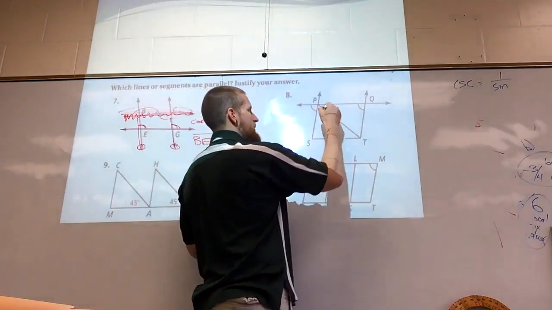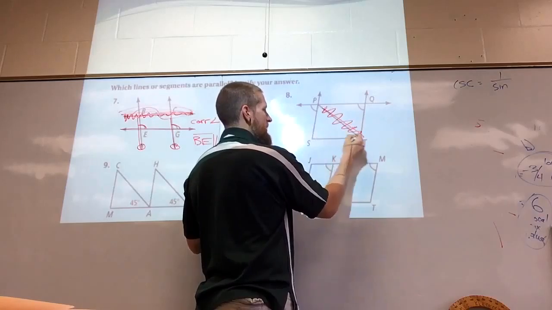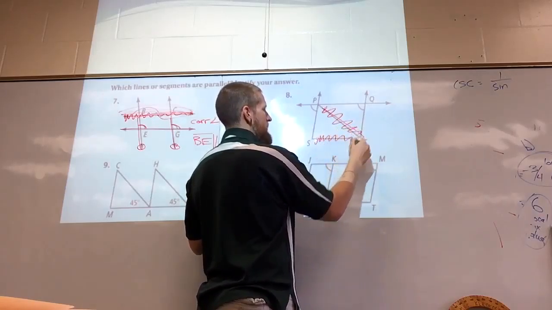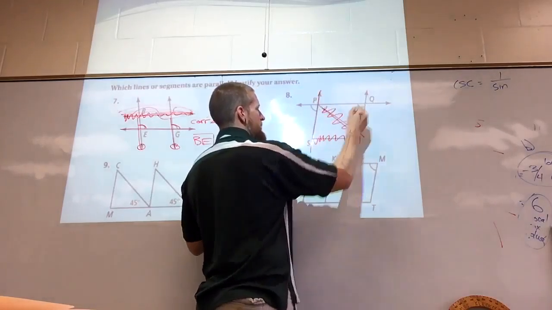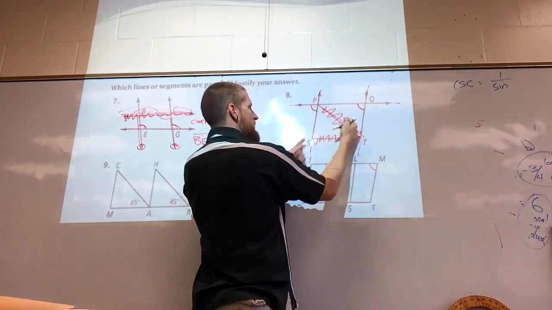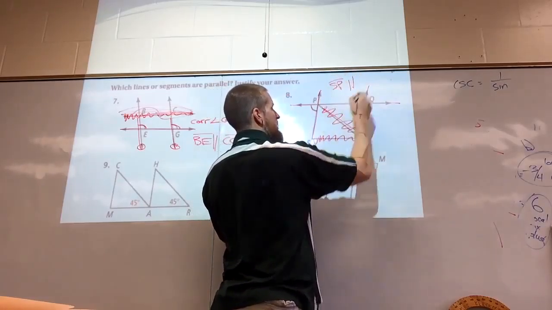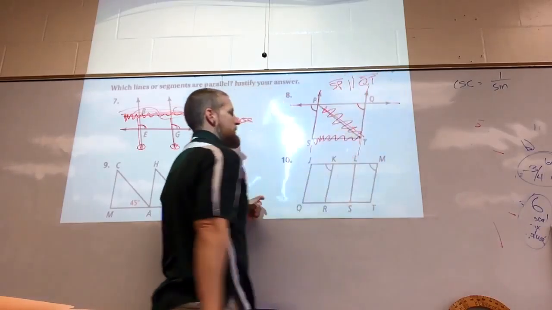On 8, this line right here, there's nothing on it. I don't care about it. This line down here, I don't care about it. So all you're left with is these two. Again, those two angles are corresponding, they're congruent, therefore SP and QT are parallel. And that's it.